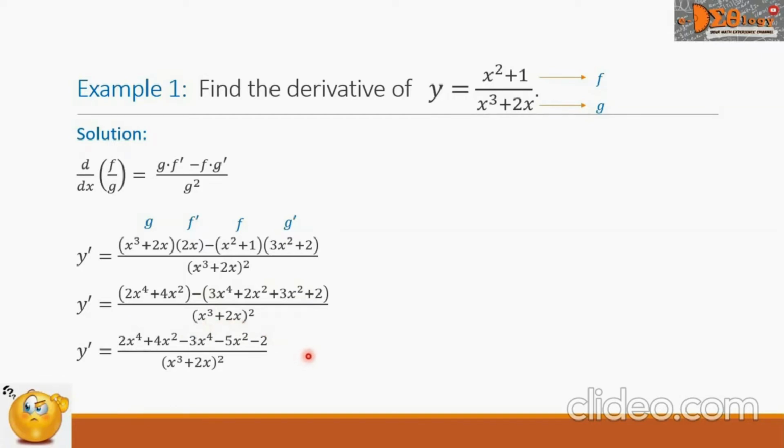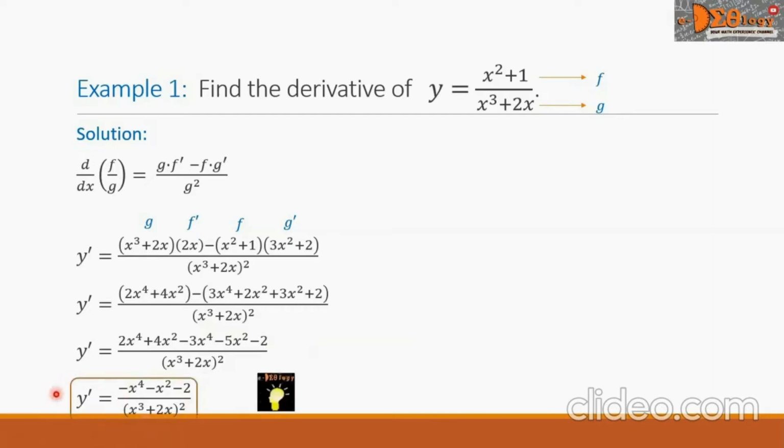Now let us combine similar terms in our numerator. So we have negative x raised to 4 minus x squared minus 2. And in the denominator, it will just be the same. The square of the quantity x cubed plus 2x. This is our derivative. This is the final answer.